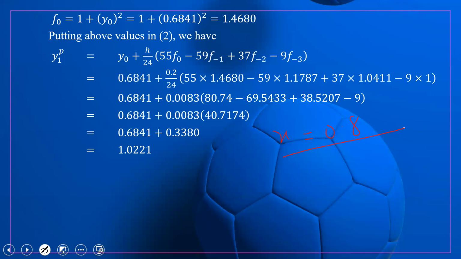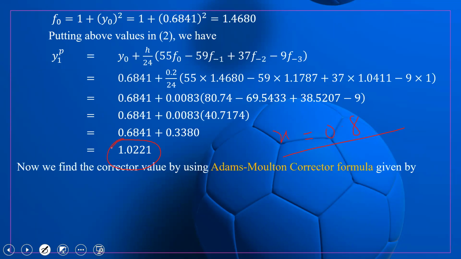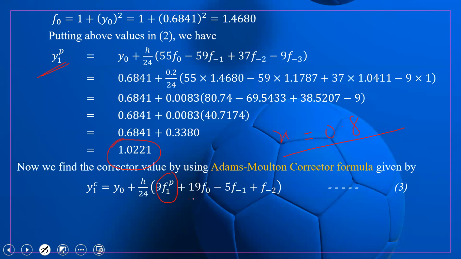Now what we have to do is that this predicted value should be best approximated with the help of the corrector formula. So now we find the corrected value by using the Adams-Moulton corrector formula, given by y1c is equal to y0 plus h upon 24 times 9 f1p, where this f1p is calculated from y1, plus 19 f of 0 minus 5 f of minus 1 plus f of minus 2. So again we have to calculate the value of y0.